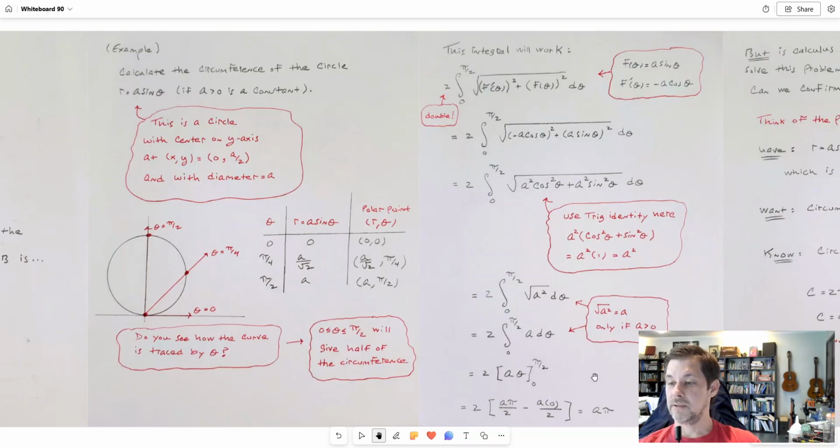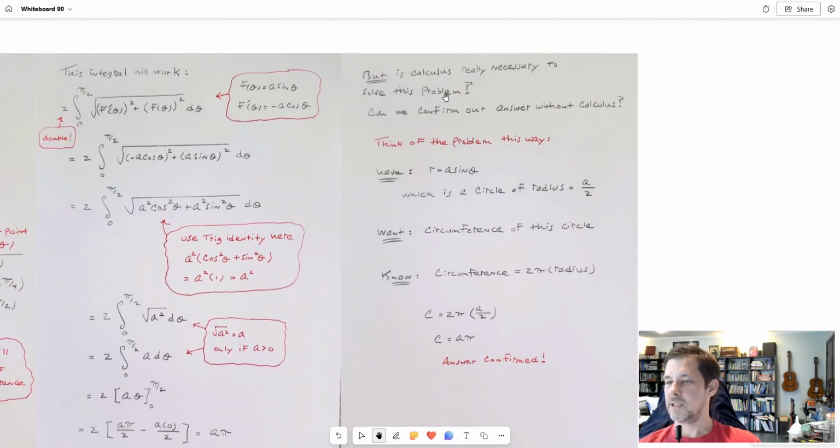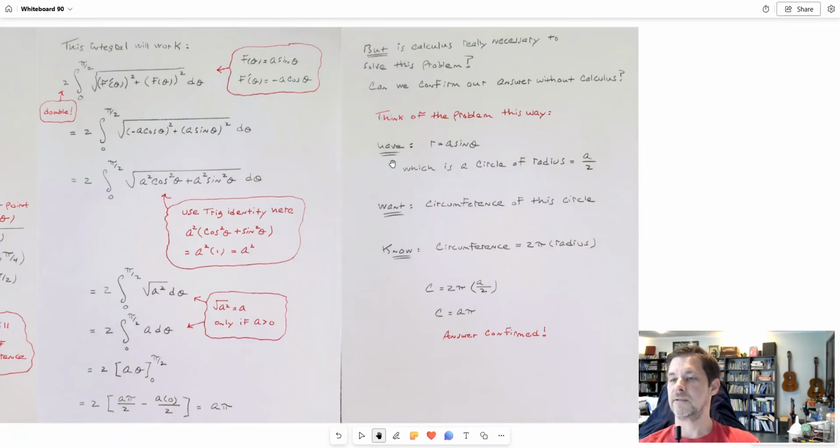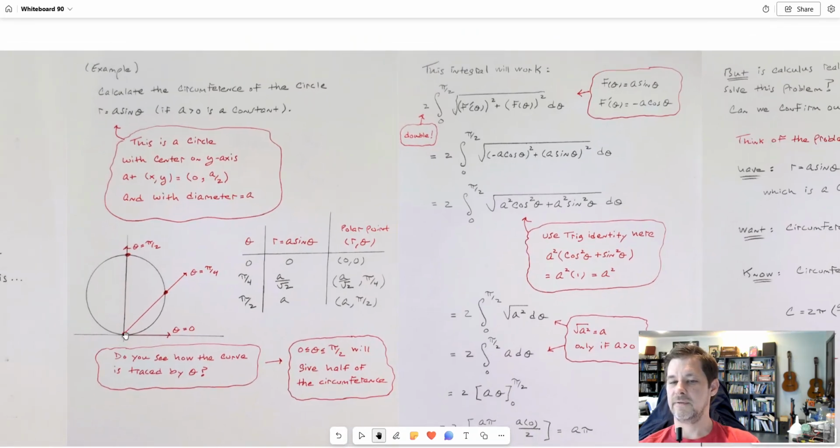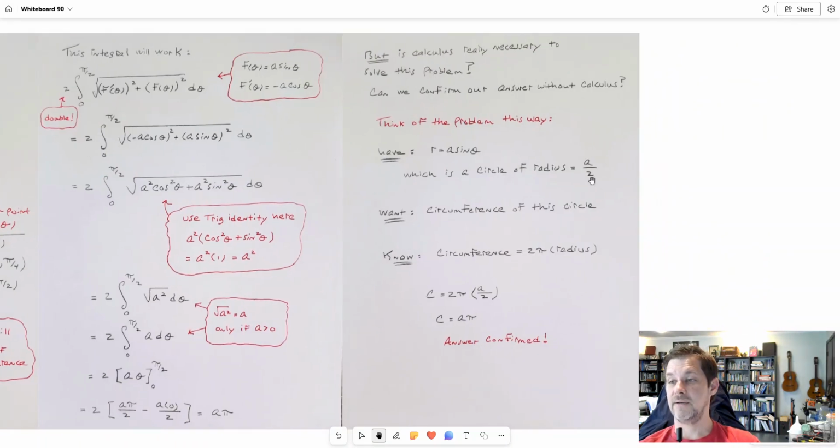It's not the only way to do it. So how about this? Let's see. I used calculus. I used this concept of the length of a polar curve to find my answer. Calculus is not necessary to solve this problem. Can we confirm the answer without calculus? Let's summarize the problem like this. We have r is a sine theta. That is, however you see it, polar coordinates or not, a circle of radius a over 2. Over here, this distance right here, from here to here, is a. It's got a diameter of a, so it's got a radius of a over 2.